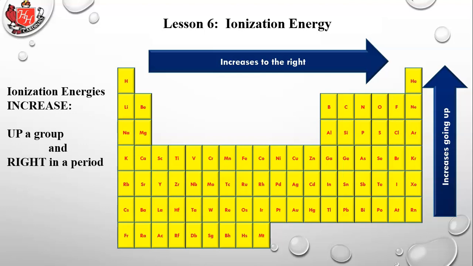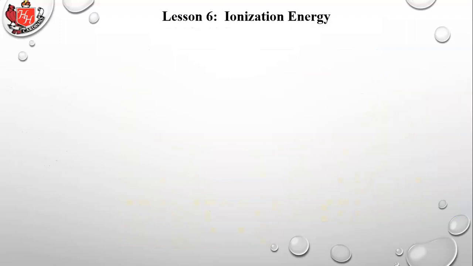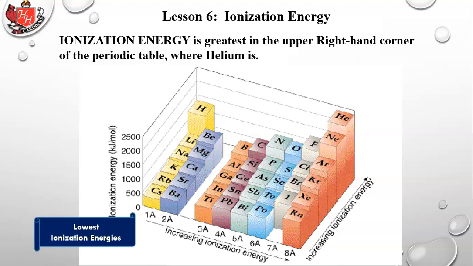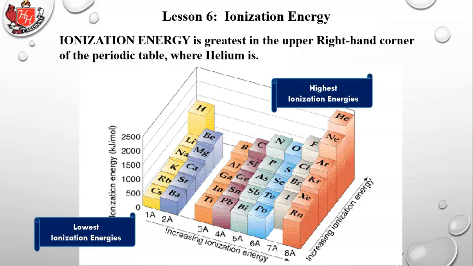So ionization energies increase up a group, that's up a column, and right in a period. That is from left to right in a row. So here's kind of a perspective view of it. Ionization energy is greatest in the upper right-hand corner of the periodic table where helium is. So that gives you kind of a visual idea of the ionization energies. Lowest ionization energy in the lower left, highest ionization energy in the upper right.